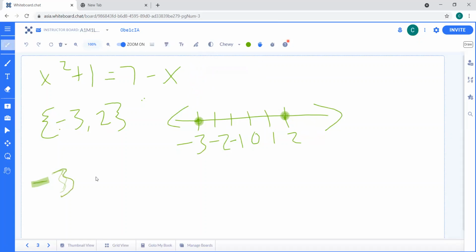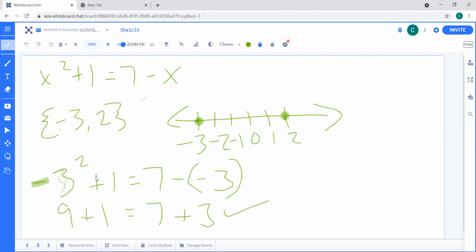There we go. -3 squared plus 1 equals 7 minus a -3. Well, this is Mr. Kawasaki, so that's 7 plus 3 equals 10, and 9 plus 1 is 10, so that is true. Let's try 2. So if we said 2 squared plus 1 is equal to 7 minus 2, that's 4 plus 1, and that is 5 on both sides. So yeah, that is 2 true statements there. That works.